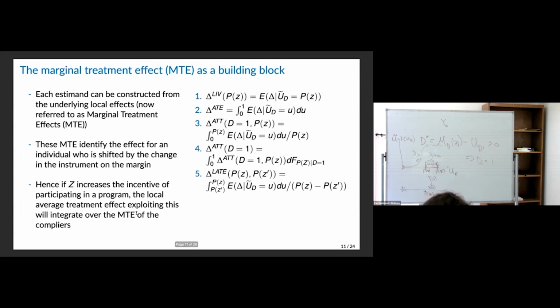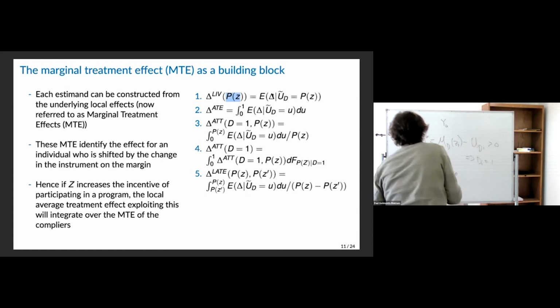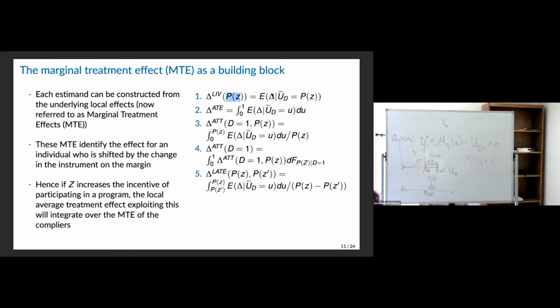So each estimand now could just be considered an integrating up of these underlying local effects. These underlying local IVs are basically a summing up of these underlying pieces. We already talked about this local IV piece. So that's for a given PZ. So we fixed PZ now. That is really just saying, what's the expectation at that point? For these people who are right on the margin, who had a UD draw such that they're exactly indifferent, if we shift them in treatment, what does the effect look like? That's what the local IV will get us. The average treatment effect is just saying, okay, imagine we just integrated over everyone. That makes sense. That's exactly what we'd want.